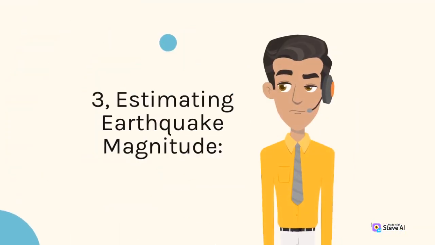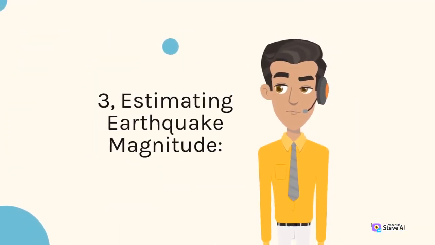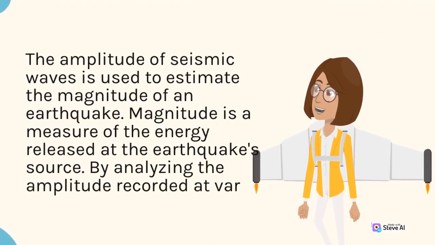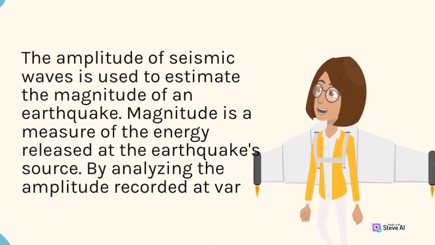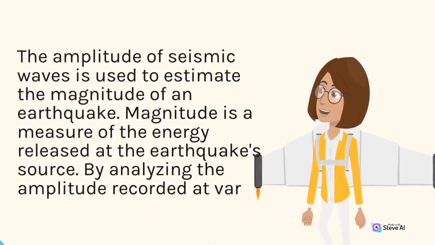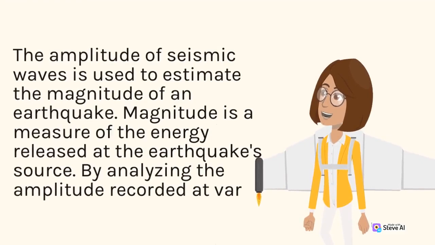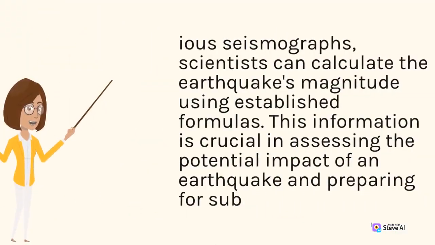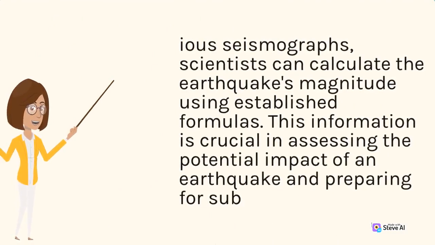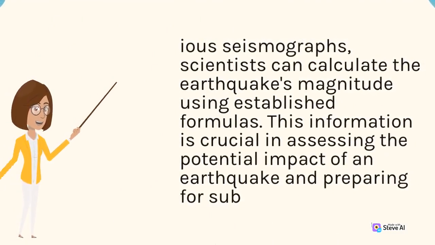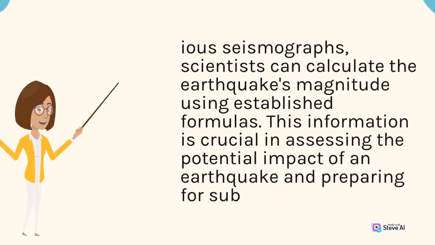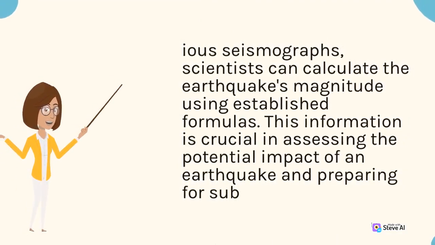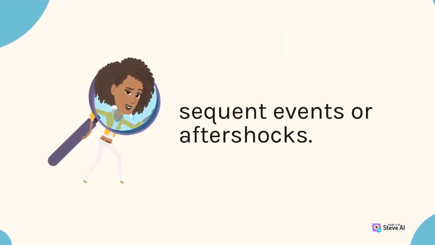3. Estimating earthquake magnitude. The amplitude of seismic waves is used to estimate the magnitude of an earthquake. Magnitude is a measure of the energy released at the earthquake's source. By analyzing the amplitude recorded at various seismographs, scientists can calculate the earthquake's magnitude using established formulas. This information is crucial in assessing the potential impact of an earthquake and preparing for subsequent events or aftershocks.